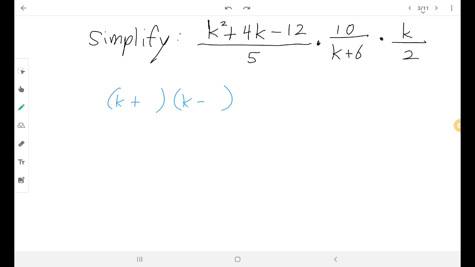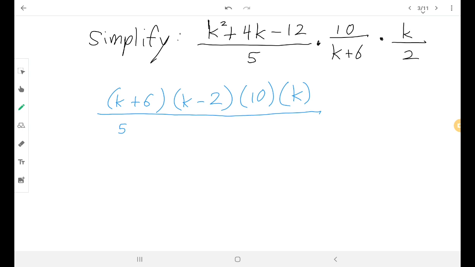So two numbers that multiply to make 12 and subtract to make 4 are 6 and 2, right? 6 times 2 is 12, and 6 minus 2 is 4. And then the bigger number goes with that. So the 6 with the plus, and that means the 2 with the minus. Okay? And then I've got times 10 there, and times a k, and all that goes on the top.